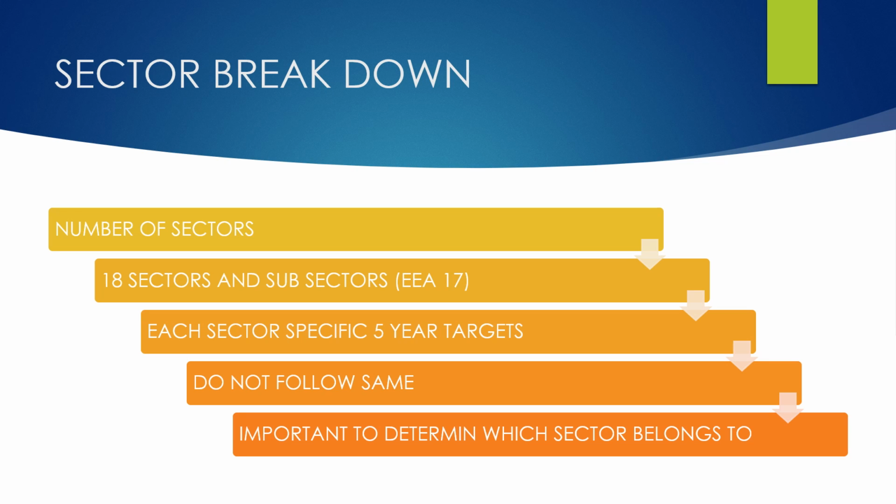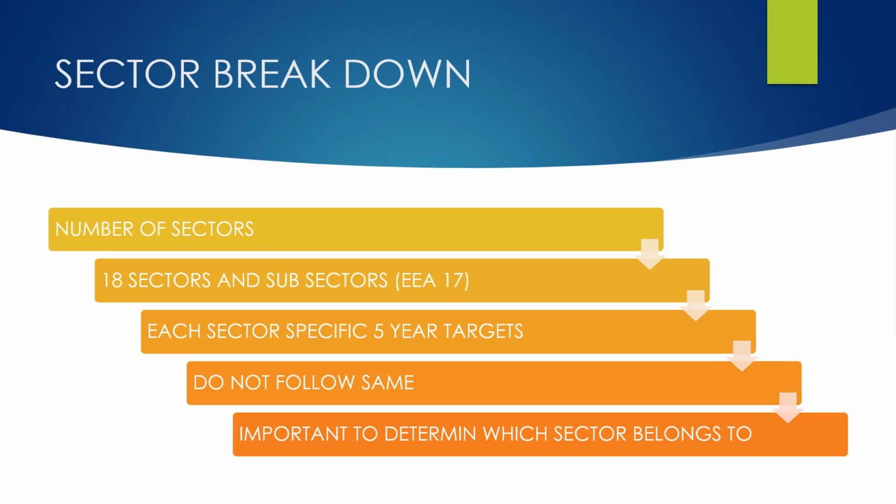The sector breakdown: there are about 18 sectors that are part of the Employment Equity Act, which are broken down in those government gazettes. And each sector has specific 5-year targets. One does not need to follow the same, but it's important to know which sector one belongs to. You cannot just go and choose a sector, and if you choose the incorrect sector, it might be a problem if you are applying it incorrectly. So it is important to know what the requirements are per specific government gazette.